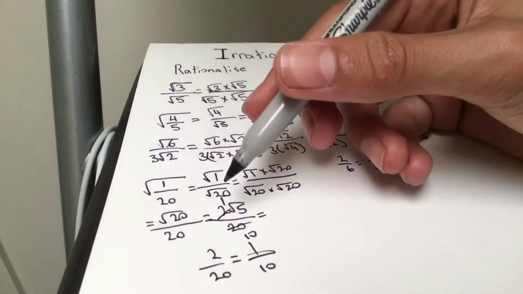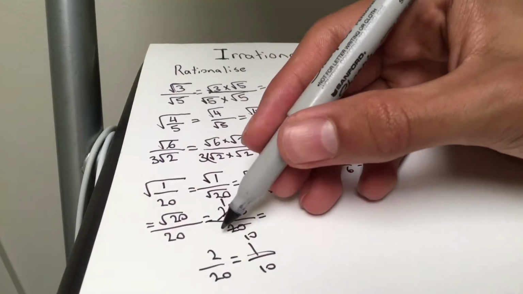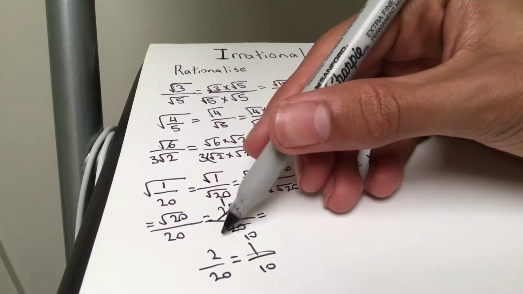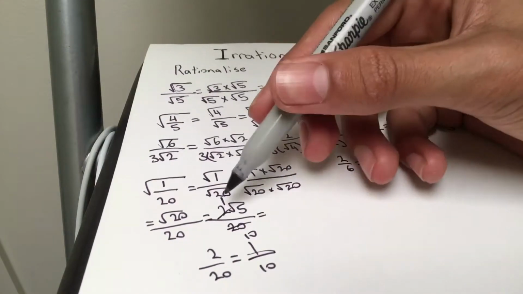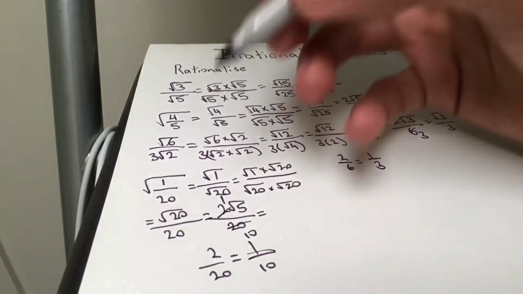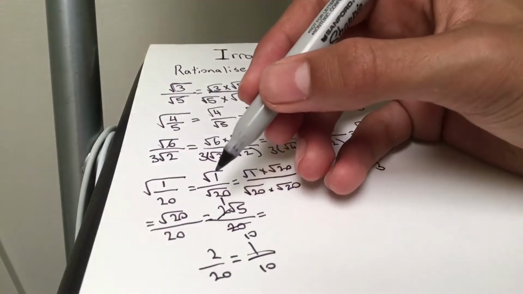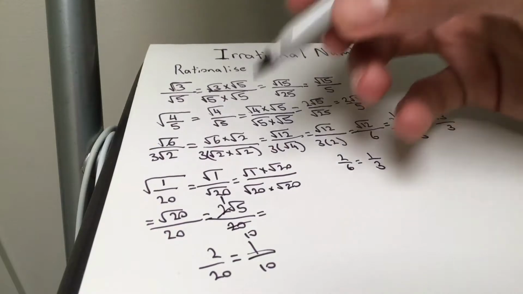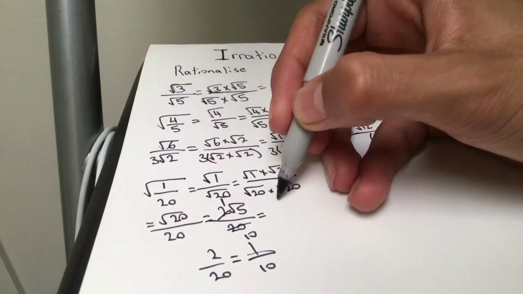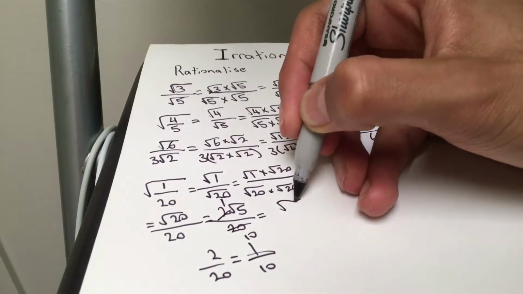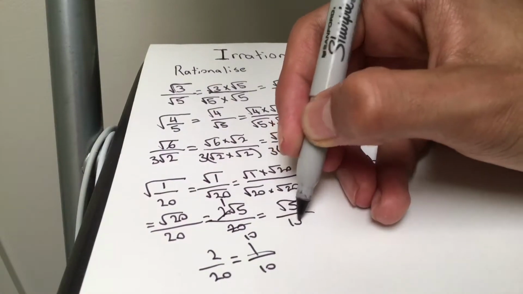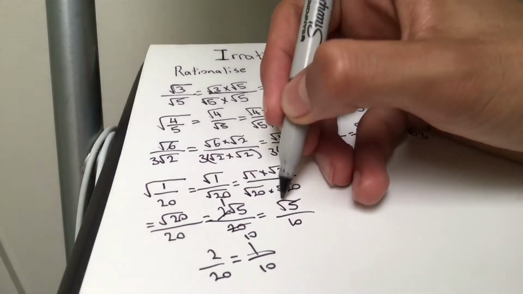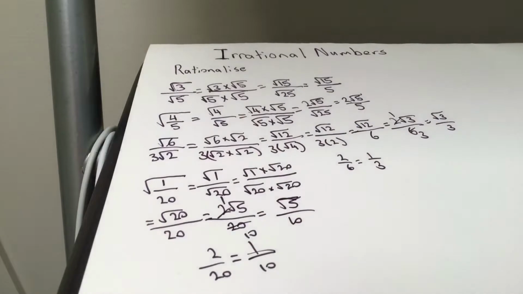By the way, you cannot cut if, say, instead of 20, it was square root 20. You don't cut 2 and 20 unless they're both rational numbers, not irrational. Okay, so we're going to write it as square root 5 over 10. That is our answer.